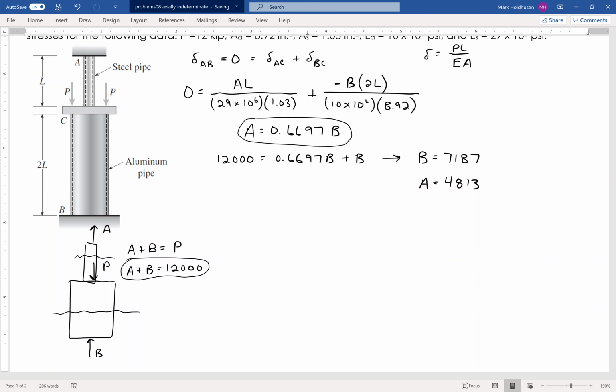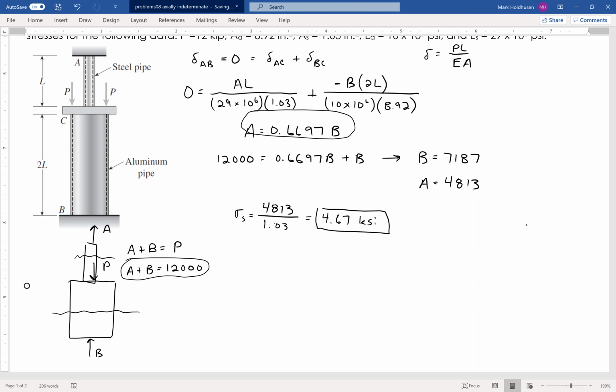Now I have the force going through the steel pipe, I have the force going through the aluminum pipe, and I can very easily say, okay, well, the stress in the steel then is going to be the 4813, where that's the force going through AC there, and divide that by its area, which is 1.03. Oops, 1.003. Okay. And then that equals 4.67 KSI.